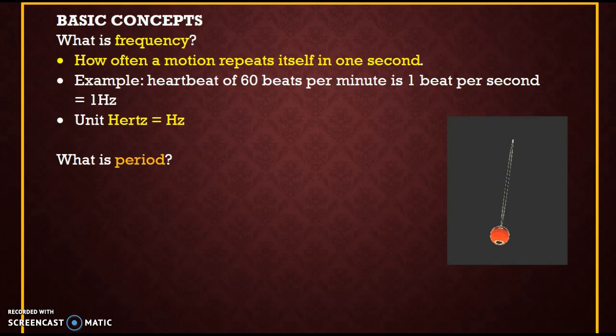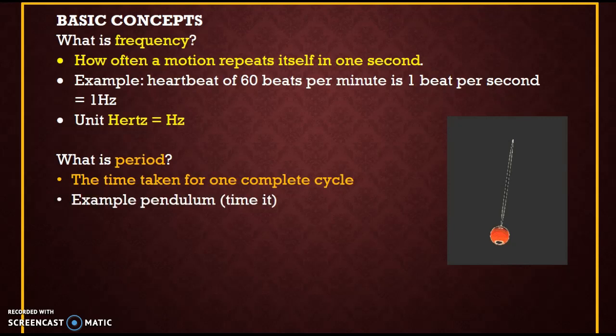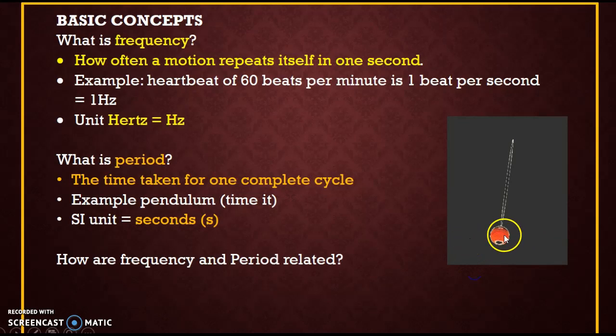So the unit for frequency is hertz. What is period? The period is the time it takes for 1 complete oscillation or 1 cycle. So for example, with the pendulum on the right here, we could time how long it takes for the pendulum bob to go to the right and all the way back to the left. So please note, 1 complete cycle is there and back. That's 1 oscillation. How are frequency and period related? You need to know these equations if you don't already. Period is 1 over frequency and frequency is 1 over period.